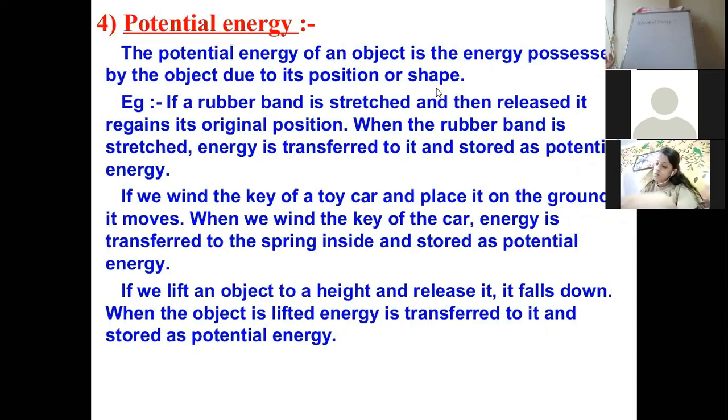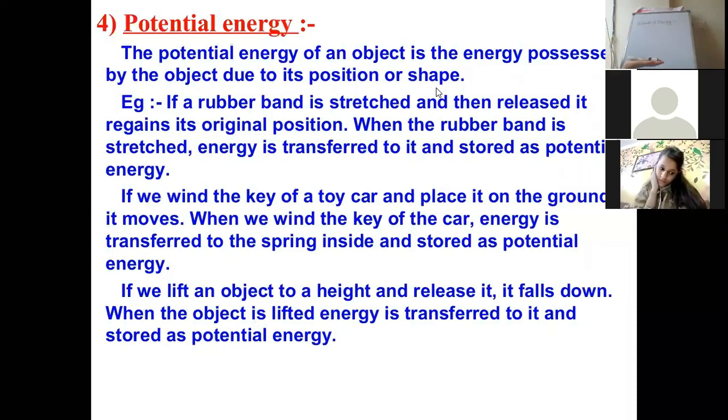Here, for example, this pen at this moment has zero potential energy. Why? Because if you consider my hand as the ground, it is at ground level. But once I lift this pen and then release it, definitely there will be energy present in it. When it comes in motion, that will be called kinetic energy. But at this position, the energy possessed by the object is known as potential energy.